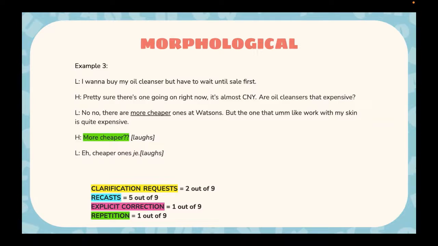So in this context, they are talking about how they want to buy the oil cleanser for their face. Basically talking about skincare. So L actually said the incorrect form of cheaper, the comparative form of cheap. She said more cheaper, and then H gave feedback to her by repeating the same word, saying more cheaper, but slightly in a rising tone to signal that the form was incorrect.